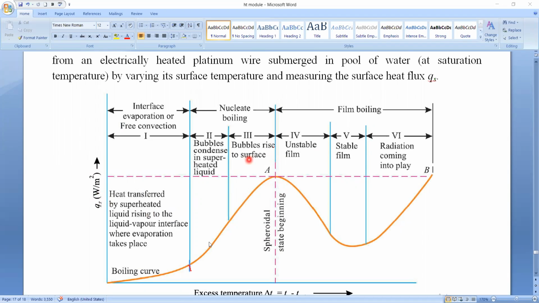So in nucleate boiling, you can observe a continuous increase in the heat flux up to point A. Beyond this point, there is a drastic reduction in the heat flux, which comes under the third regime, known as film boiling.